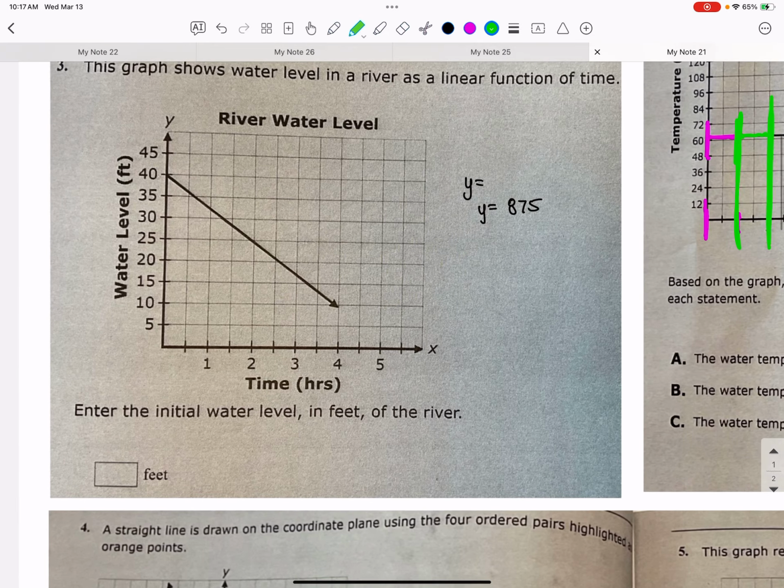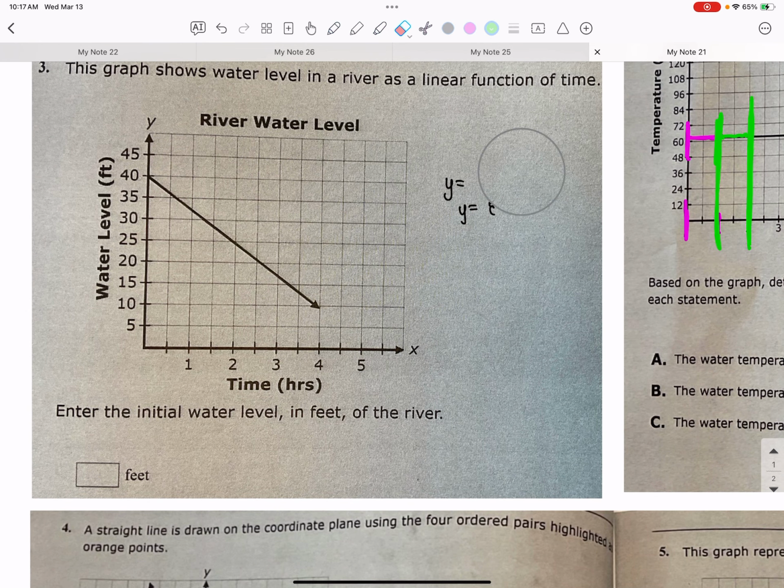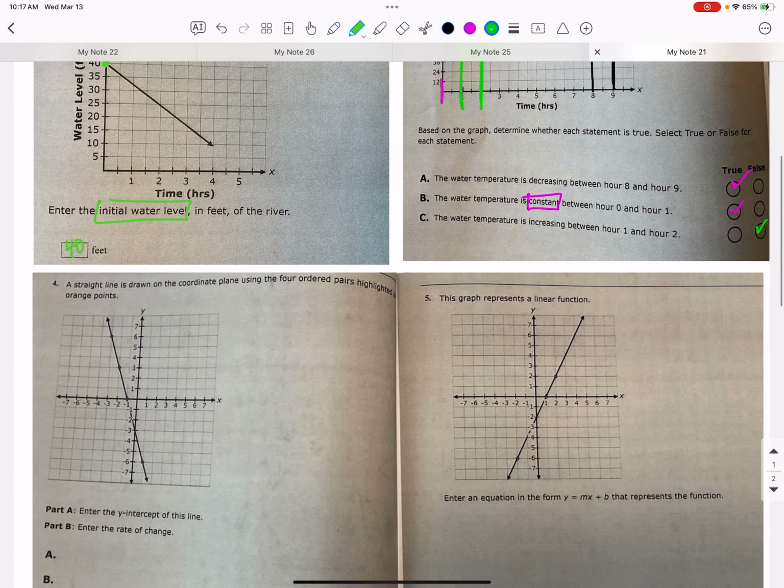3. Let's see. The graph shows the water level in a river. Okay, so the water level is getting... What's the initial water level? Where does it start? Well, it starts right there. 40 feet. Easy.